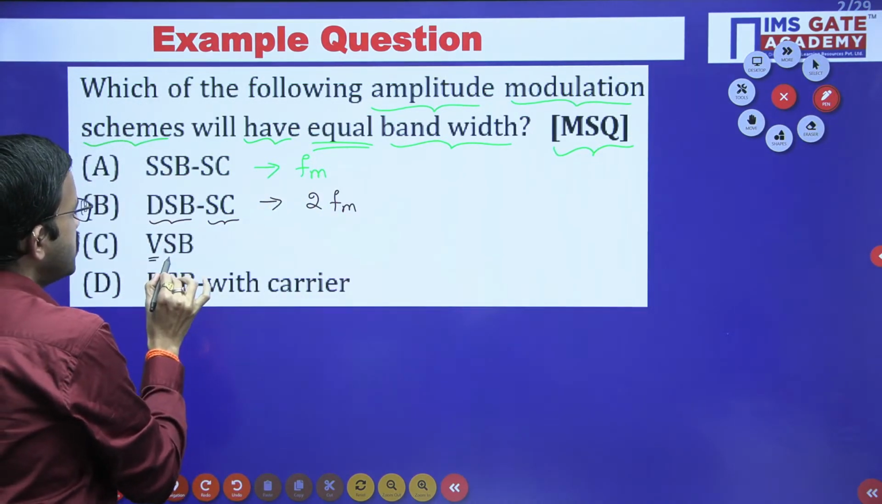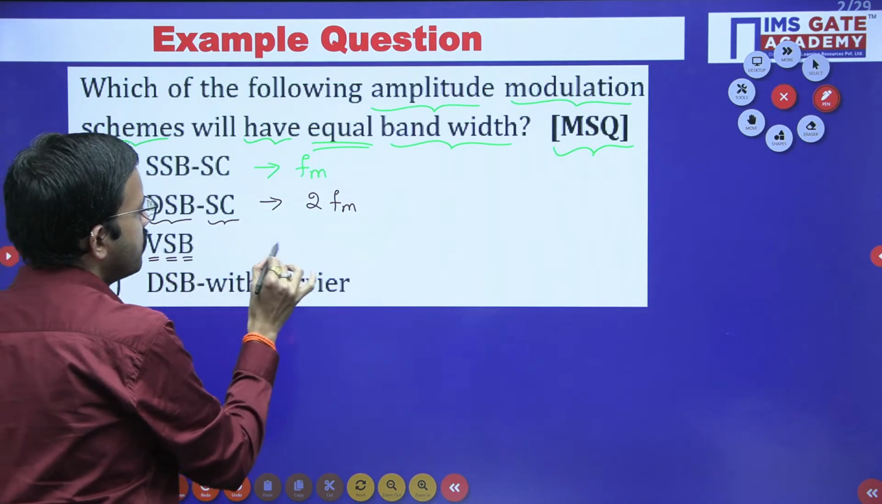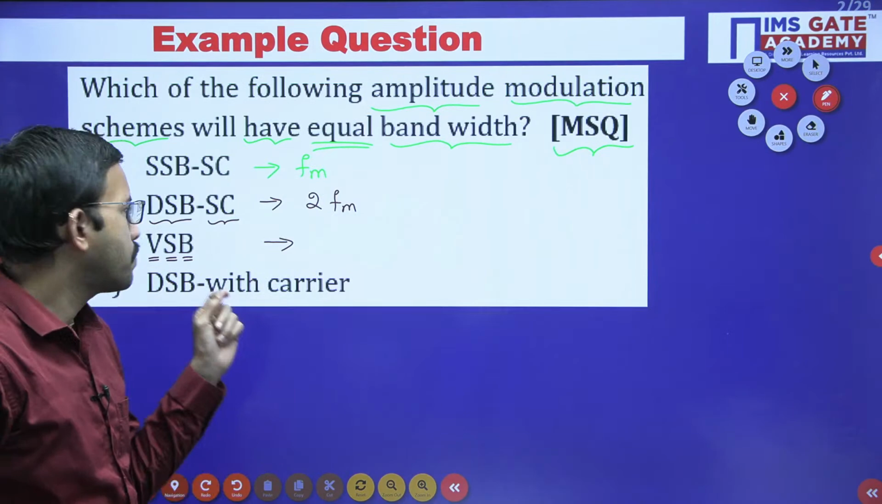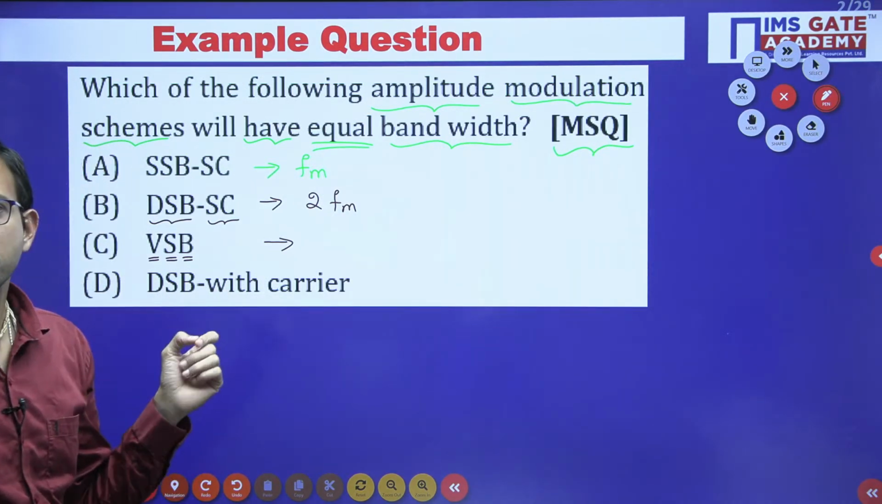In the vestigial sideband, we have one of the sidebands completely and part of the other sideband also.